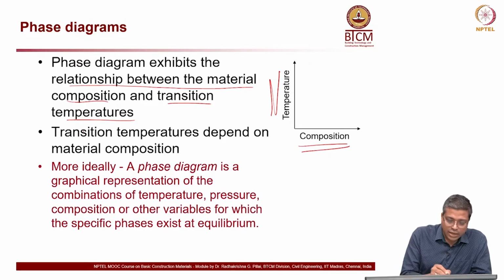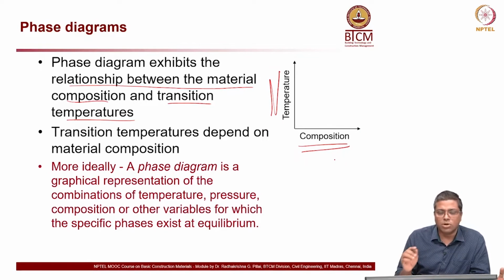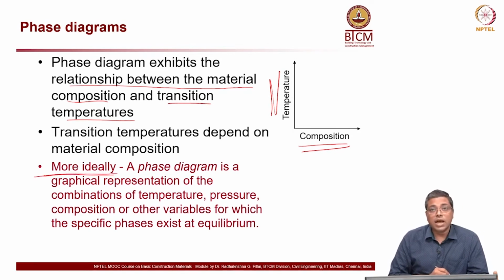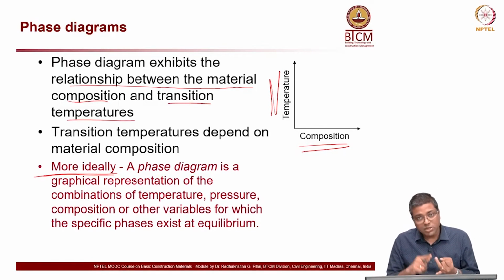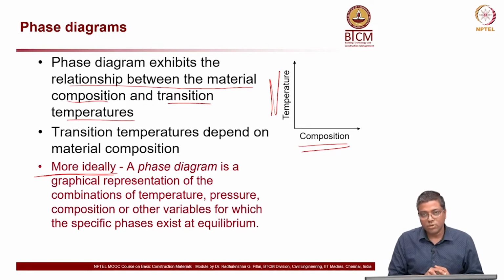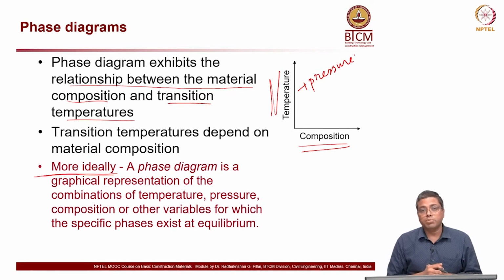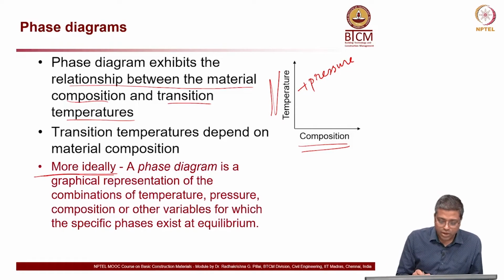Here I am showing only temperature and composition, but that is not the only thing. Ideally speaking, a phase diagram is a graphical representation of combinations of temperature, pressure and composition. Here it is not only temperature, but pressure also will come. So, temperature, pressure and composition, or even other variables if you have, for which the specific phase exists at equilibrium. So, this is what a phase diagram is.